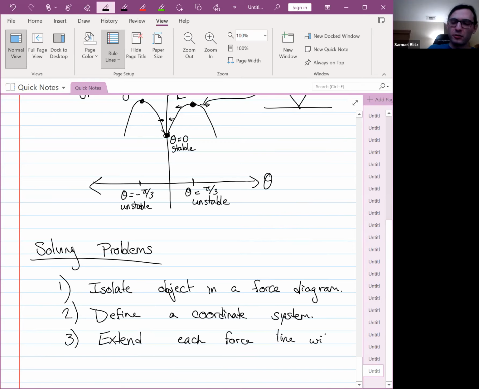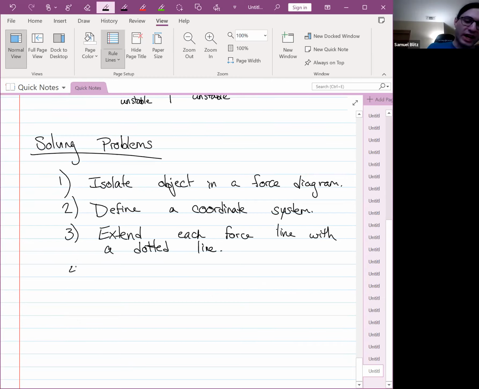Step 3, extend each force line with a dotted line. This is how we can find the moment arm, like we did earlier. And you want to do that as far as it goes on the page, as far as you can, because you never know how much you'll need. Scroll, please. It's like I have to ask it nicely.